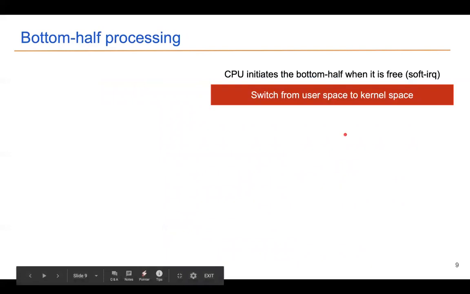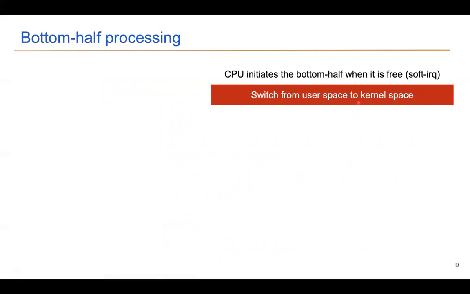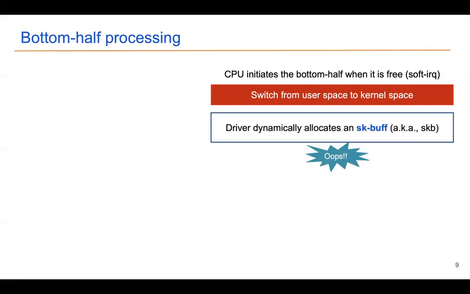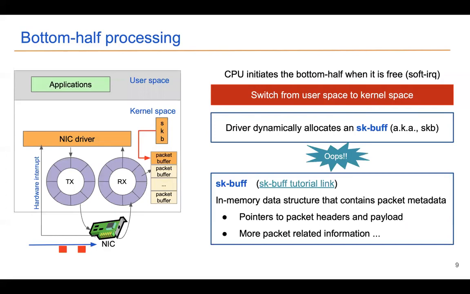The CPU schedules the bottom half processing when it is free. That is, it services the software interrupt, which is also called soft IRQ. The CPU context switches to the kernel space to service this software interrupt. The NIC driver dynamically allocates an SK buff for the received packet. What is this SK buff?